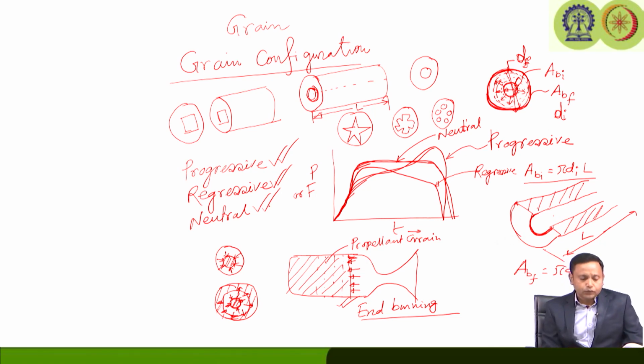Okay. Now, let us talk about the various other terminologies which are important in case of solid rocket. What is sliver? Sliver is the unburned propellant.